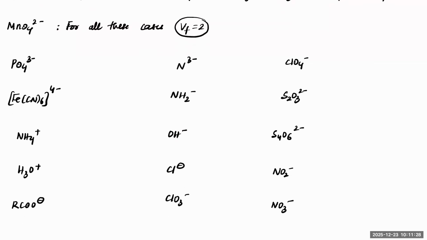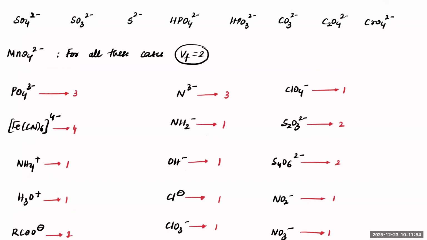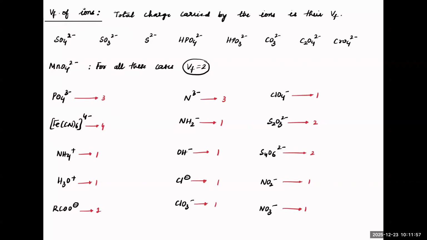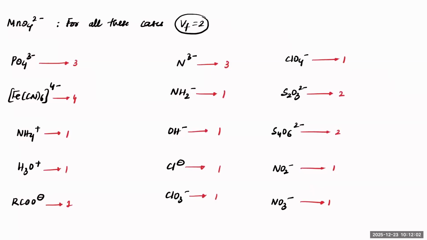So in all of these cases, if I have to figure out the valency factor, just check the charge and that should be the case. 1, 1, 1. Here, 3, 3. Then 1s and a few 2s. All good? These are very frequent ions which we will come across, so you should be able to figure out their valency factor as well.